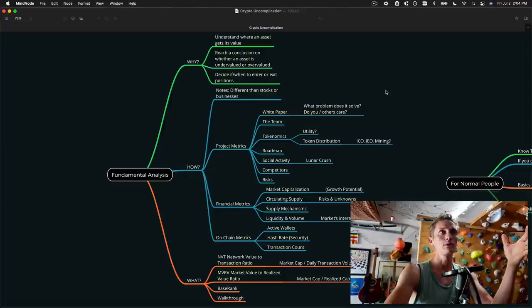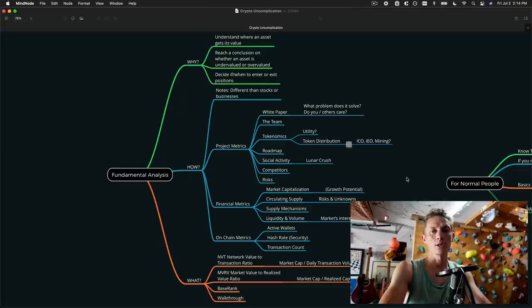So why do we do fundamental analysis? It's so we can understand where that asset gets its value. Maybe someone on Twitter said, hey, this thing is amazing, it's blowing up, and you bought it, but where does that value actually come from? Is it just because somebody said that it's valuable? That will help us reach a conclusion on whether that asset is undervalued or overvalued. And that will help us understand if and when we want to enter or exit positions.